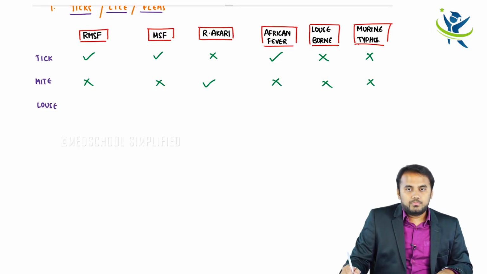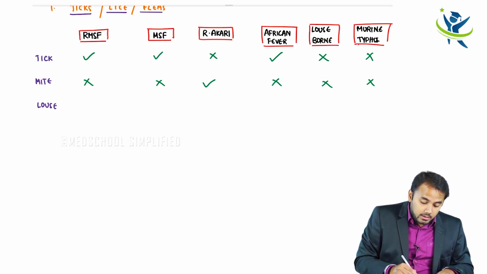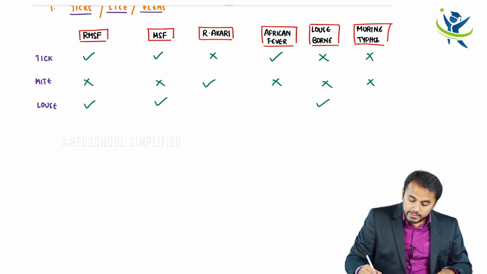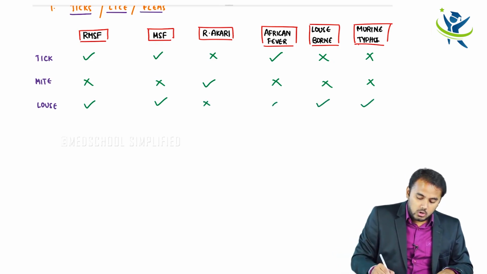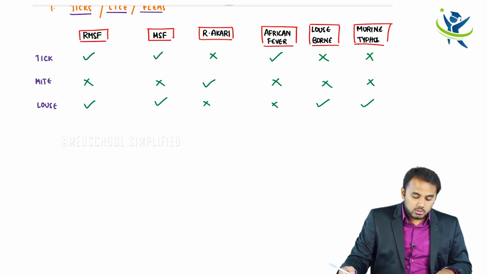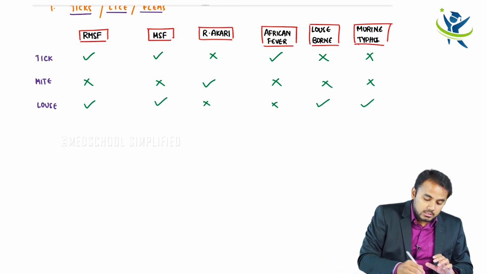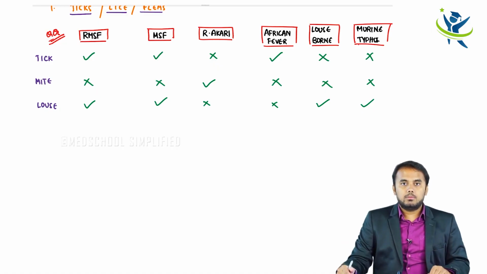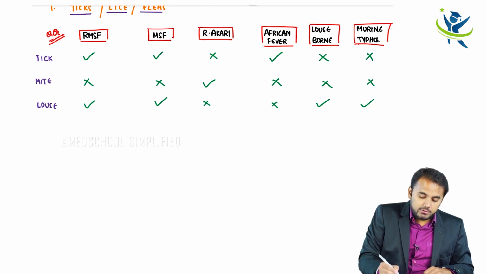Coming to the louse, the first two are transmitted through louse, the last two are transmitted through louse, the middle one is not transmitted through louse. So this is the basic box. It seems interesting, seems simple, but it is very tricky to remember, and you have to remember. There is no concept in this. You just have to remember these things. So this is one of the important tables I have made of the differences between all of that. The second important thing which you have to know.